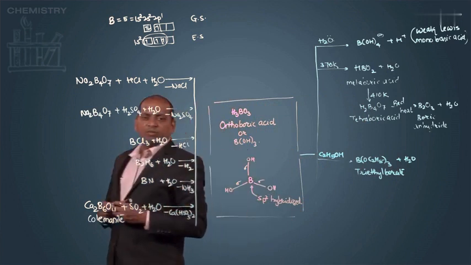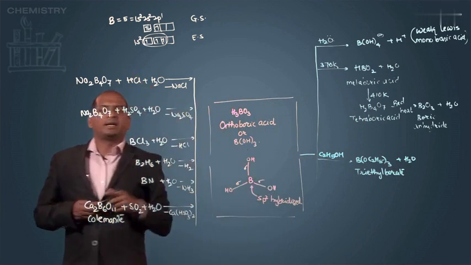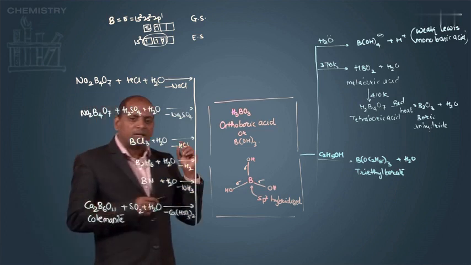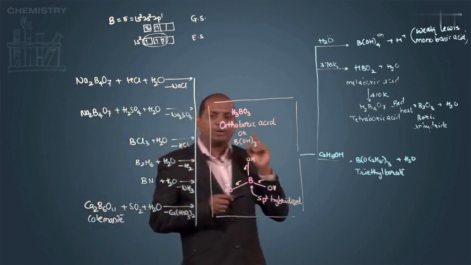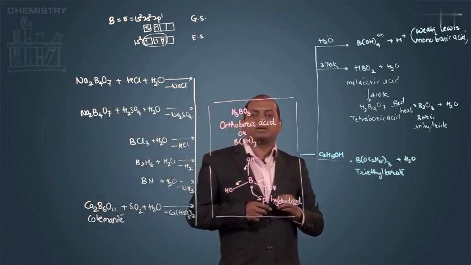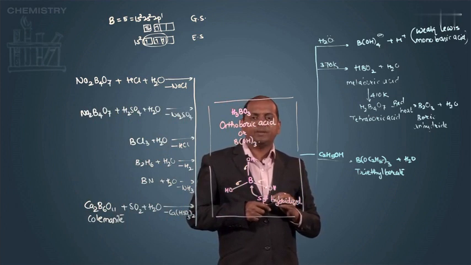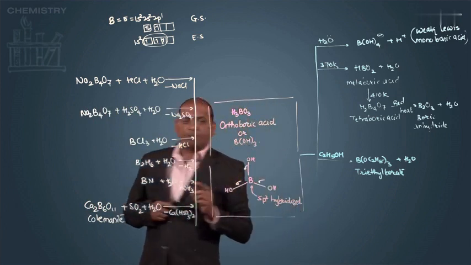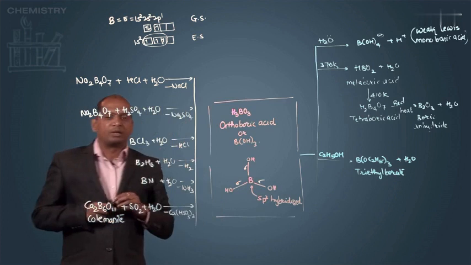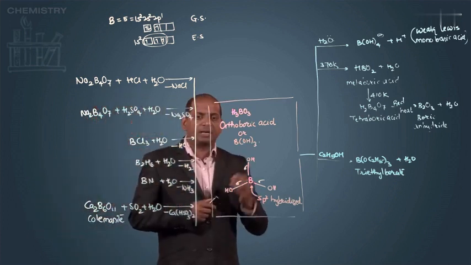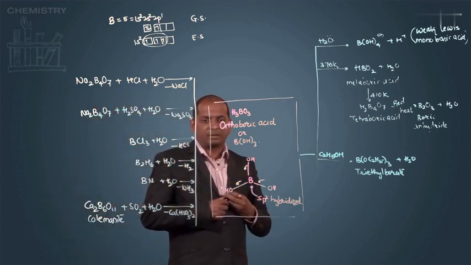Now interestingly, if you observe in this excited state electronic configuration, there is a vacant p orbital which remains unhybridized. So that vacant p orbital can accept a lone pair of electrons. We will see that in the reactions of orthoboric acid.